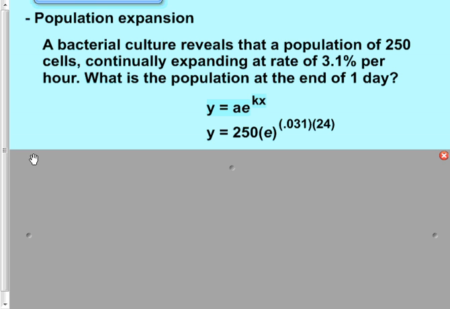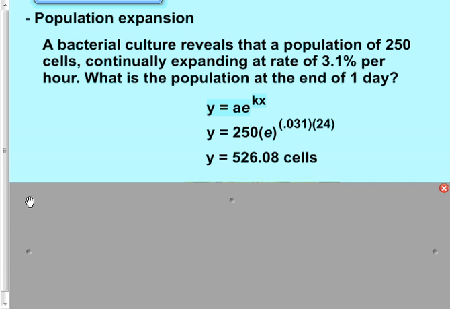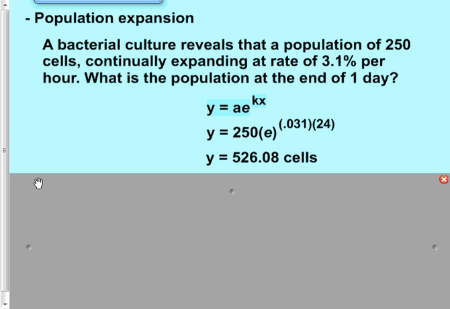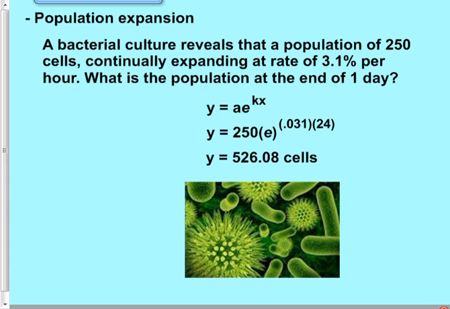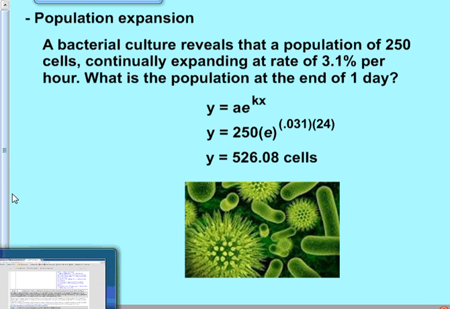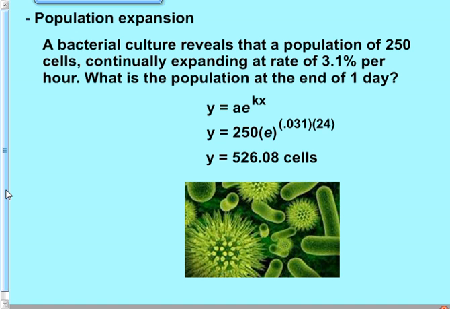Now this is a matter that goes straight into the calculator, and if you have issues with how to type this in, that's definitely something that you want to ask about. But in the end, you're going to get a decimal back out of this, and what we get is a result of 526.08 cells. So in one day's time, this bacterial population has more than doubled itself. And that's the relationship. That's how continual expansion works.